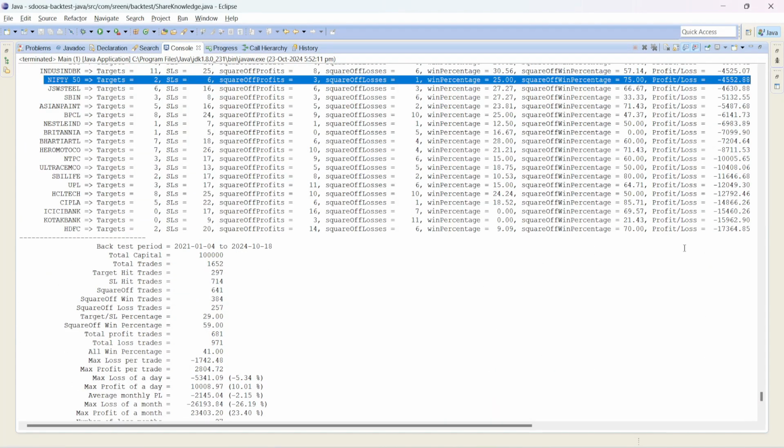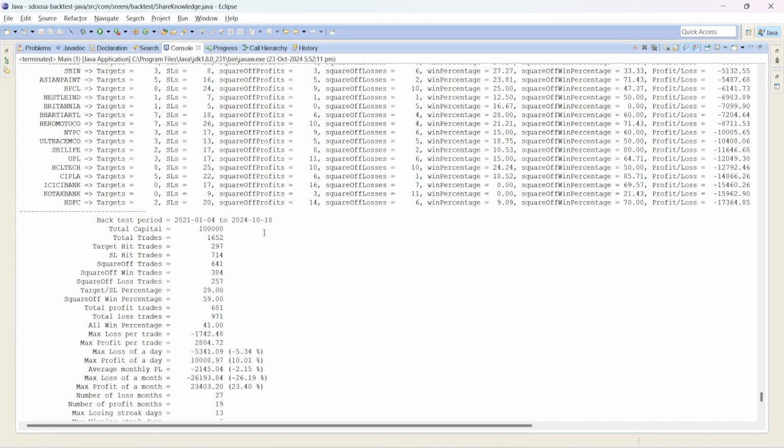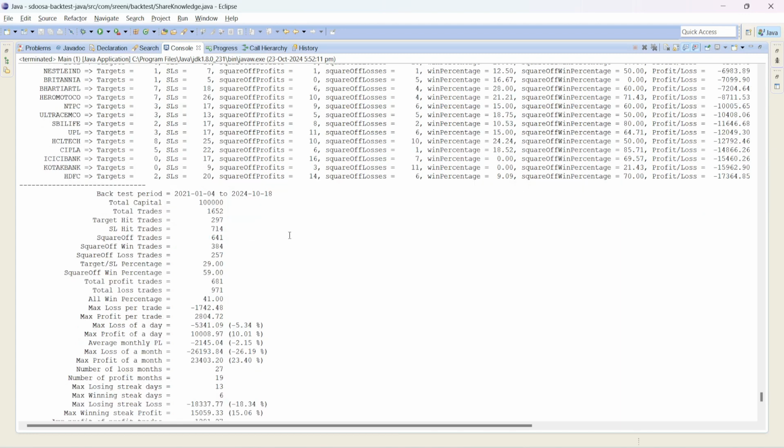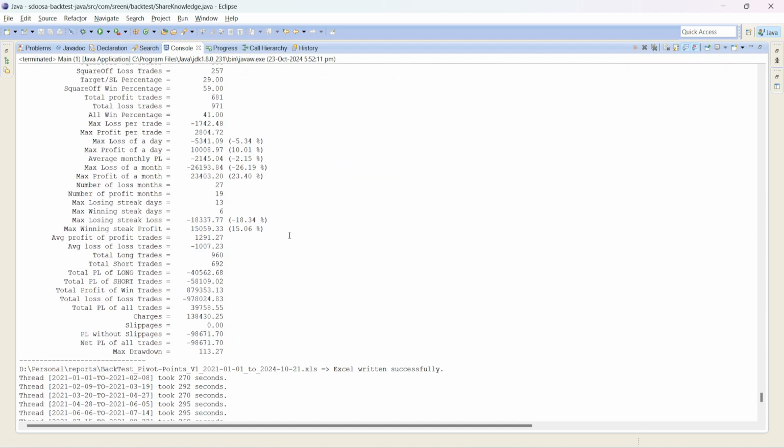Yeah, now the backtest results are ready. This is the backtest period from January 2021 to October 2024, so almost 4 years of backtest results are here. If you look at the overall P&L of all trades, actually it's positive. Even though the win ratio is very low, approximately 30%, it's profitable if you don't consider the charges and slippages. Just because of the charges, the strategy became a loss-making strategy, and we end up losing the complete capital if we just blindly trade the strategy without any extra tweaks.